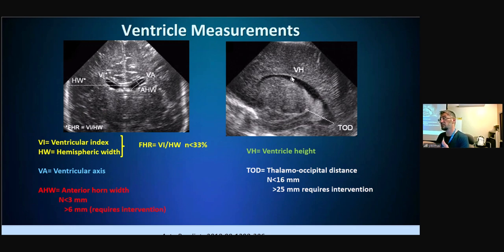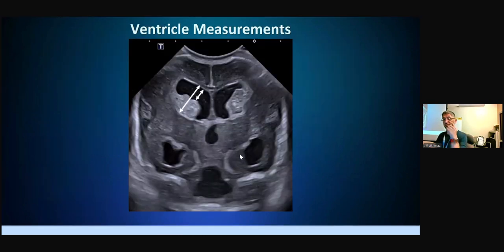You can also measure the ventricular height, or you can measure the thalamo-occipital distance. These are all reproducible, or all accurate. For example, thalamo-occipital distance is normally under 16 millimeters and requires intervention over 25 millimeters. But these measurements are not easy. There is no consensus. For example, here, where do you measure the ventricle? From here, when there is hemorrhage, or from here? So I think we need to measure the ventricle even though there is hemorrhage, but there is no consensus and there may be some discrepancy between the measurements.